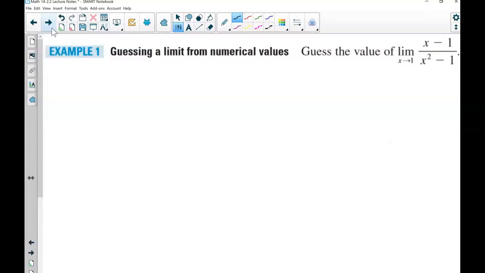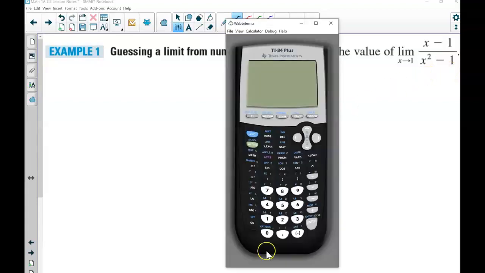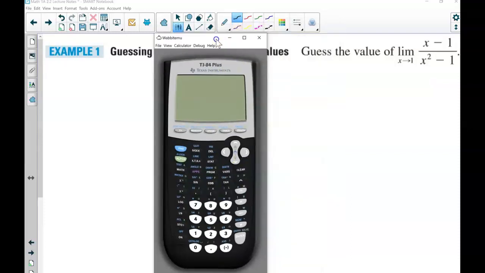Okay, now here we want to guess a limit from numerical values. We want to guess the value of the limit as x approaches 1 of the function x minus 1 over x squared minus 1. Okay, so let's go ahead and use our graphing calculator to determine some of these values.